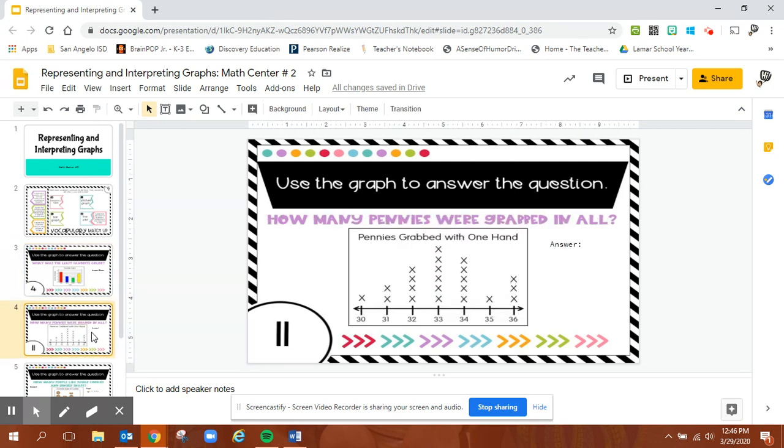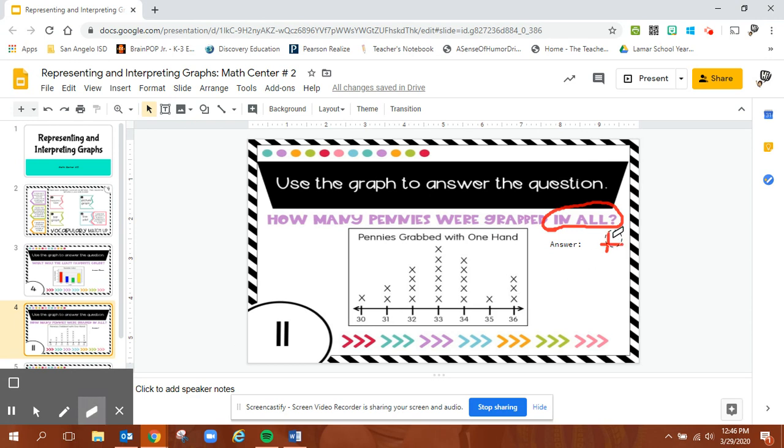All right, let's move to the next one. It says, use the graph to answer the question. How many pennies were grabbed in all? Now, remember we talked about how "in all" tells us how many there are all together. And when I think about how many there are all together, that means I'm adding, right?